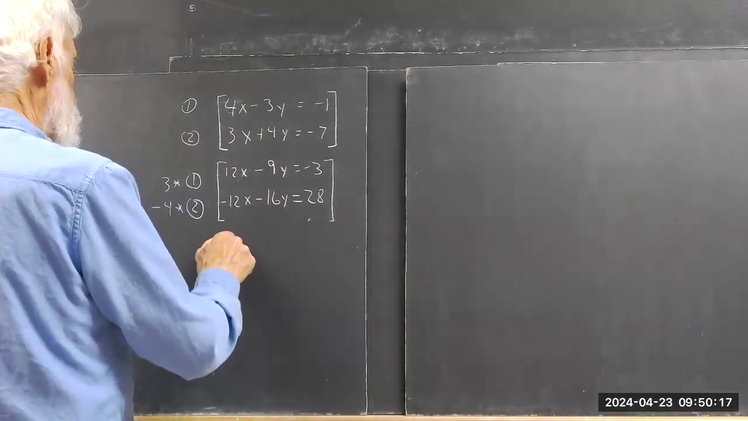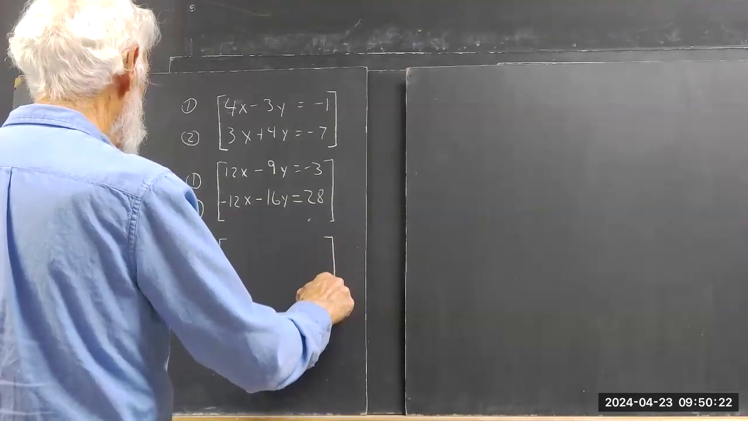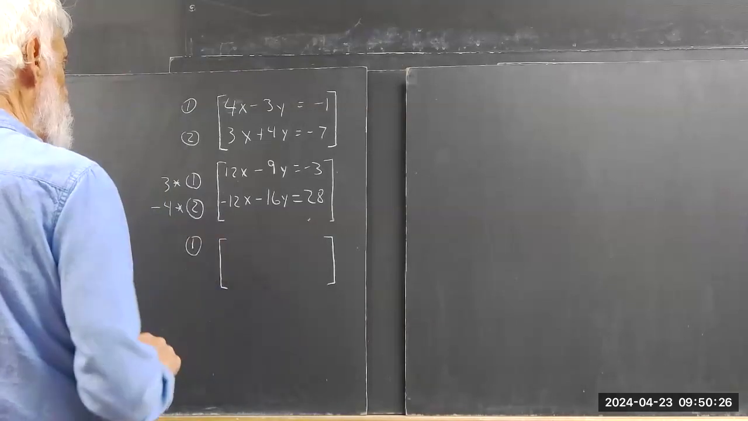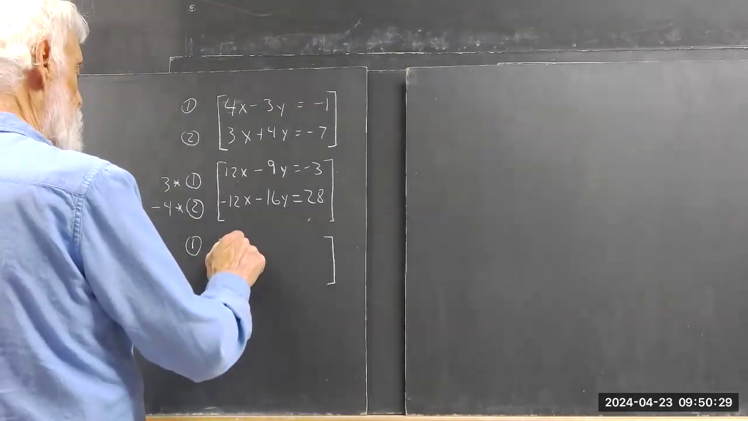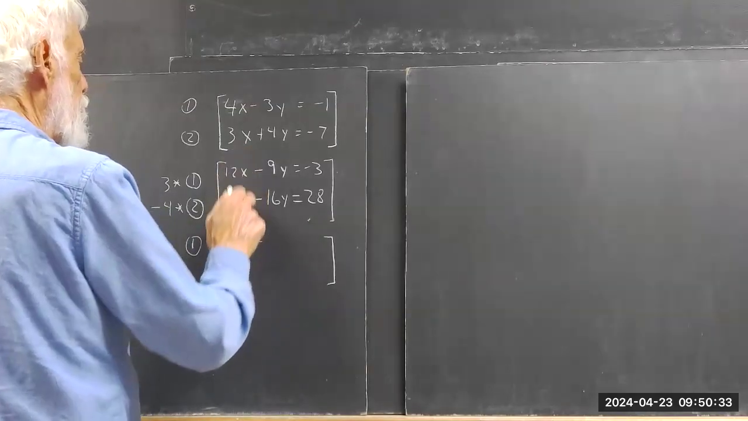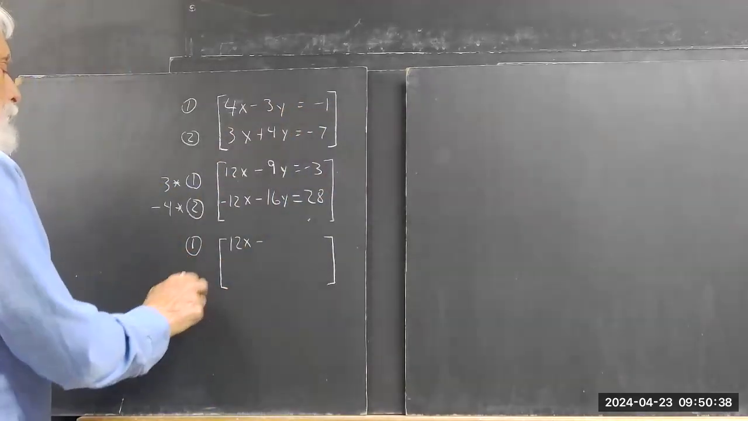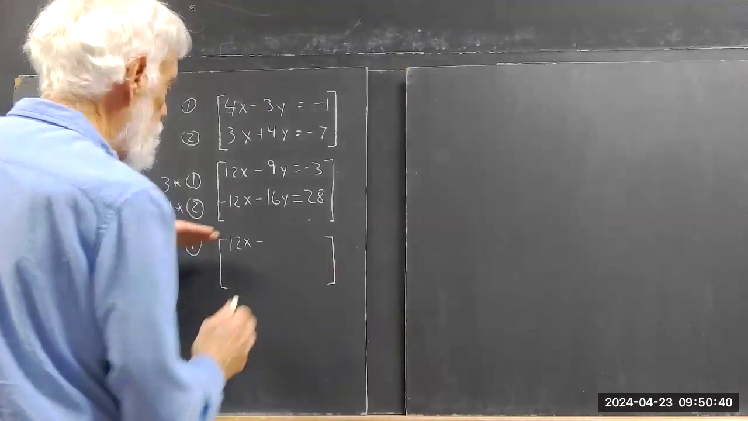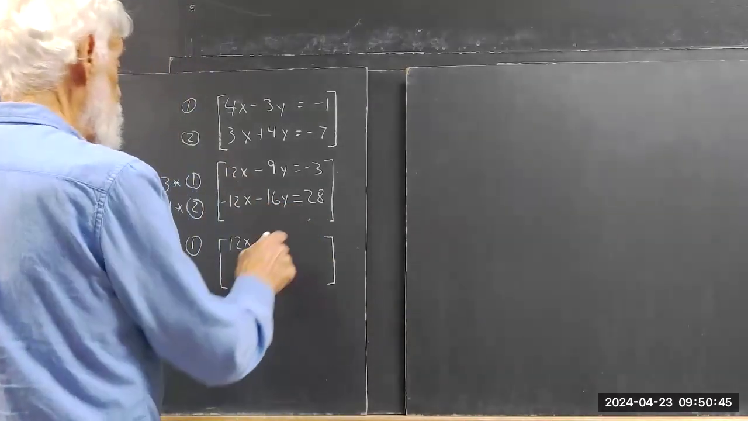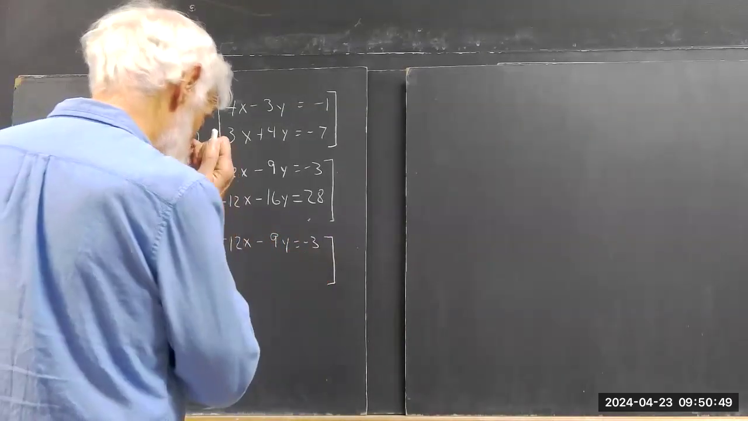Now I'm going to write the system down, and this is a little different. I'm going to write equation 1. Now, in the past, we haven't been writing this equation because we just add these two and solve for y and back substitute. So when I put the brackets, I'm always going to have 2 rows, 2 equations. We have 12x minus 9y equals -3.